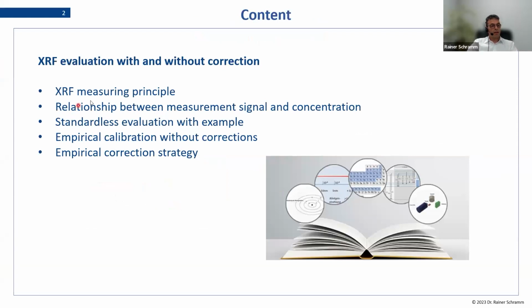So I would like again to start with the measuring principle. What is XRF? Then talking about the relationship between the intensity we measure and the concentration. Then I give you an example about theoretical matrix correction, empirical matrix correction, and the strategy you follow when you just start with an application. You see you might need a matrix correction, but you're not sure, and there I want to give you some ideas how you can proceed.